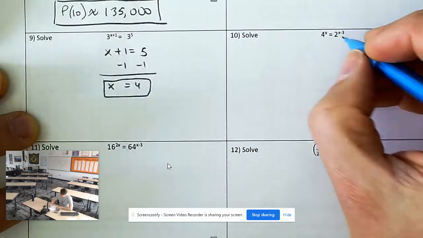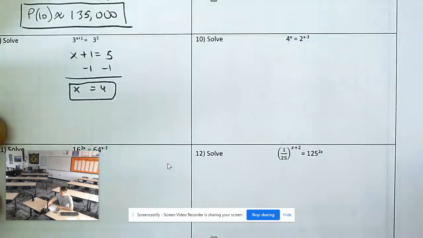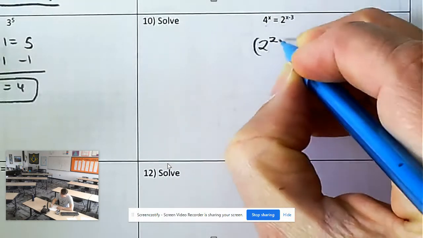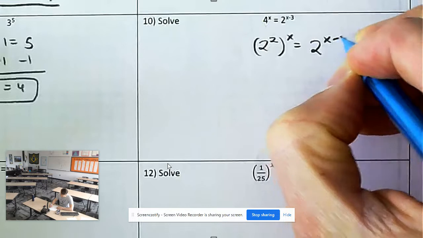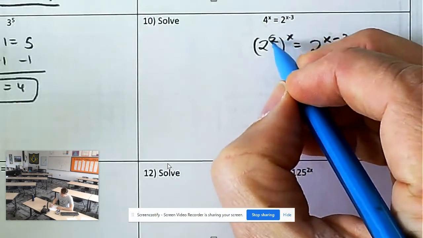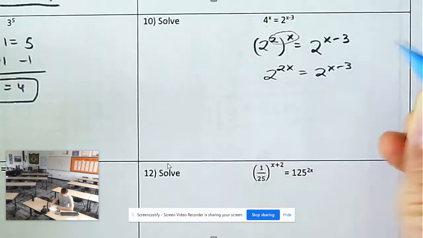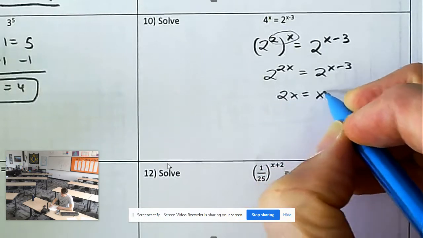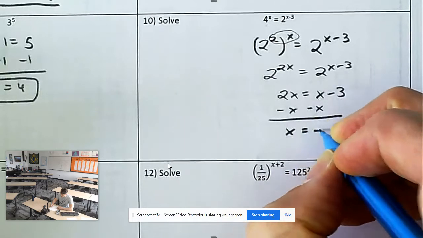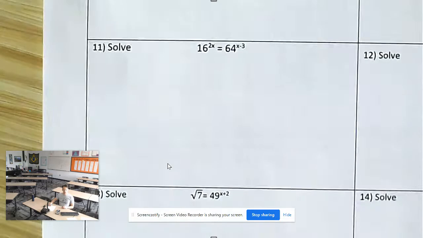Here, I don't have equal bases, so I can't make that reasoning yet. But I could rewrite the 4. Let me zoom in on this. These numbers are really small. I can rewrite the 4 this way as 2 squared to the x equals 2 to the x minus 3, because 4 and 2 squared are the same number. So now here I have the power of a power, so we're going to multiply those. And now I can say that 2x equals x minus 3. Subtracting x from both sides, I get that x equals negative 3. There you go.